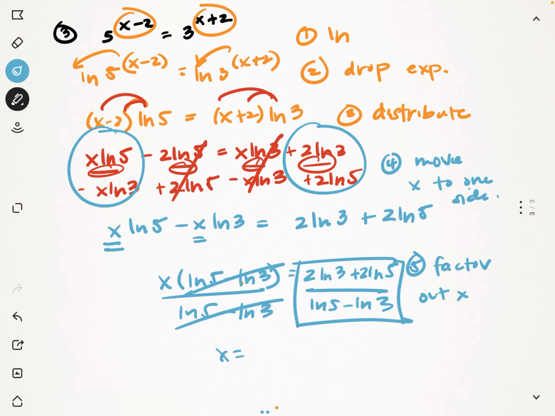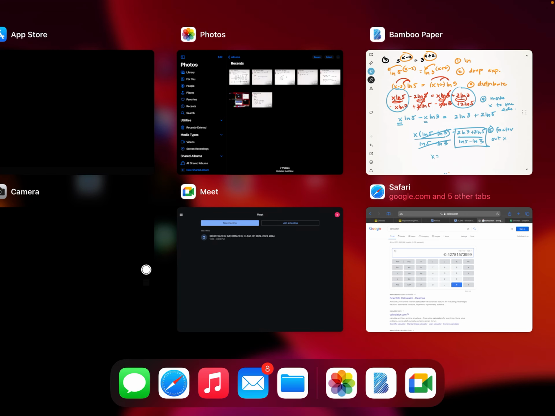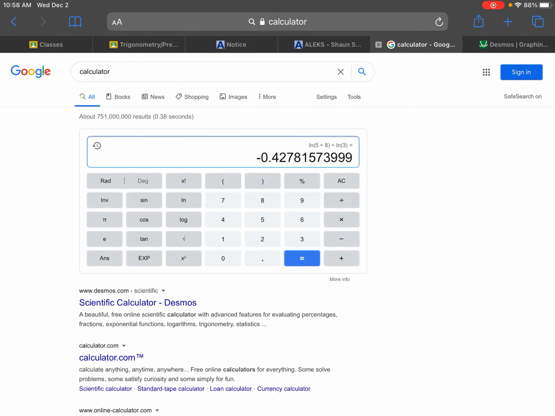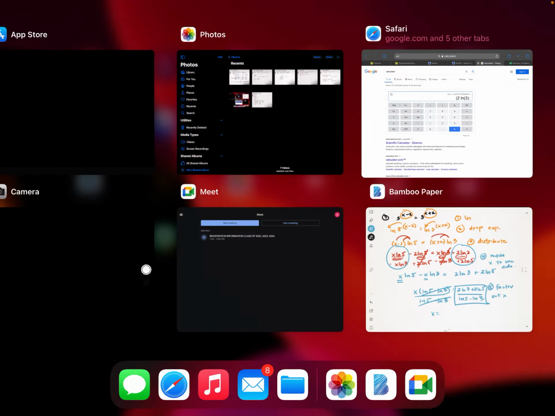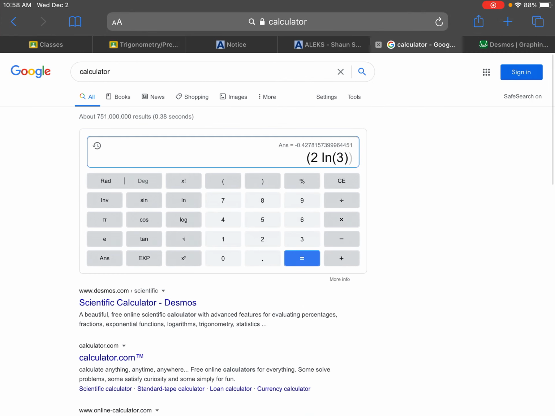We can stop there. Or what we can do is we can do our calculator. So let's go ahead and calculate 2 ln 3, 2 ln 5. It's going to be gross. There's going to be a lot of 2 ln 3 plus 2 ln 5, close out parentheses, and then close the overall parentheses for the top, right?